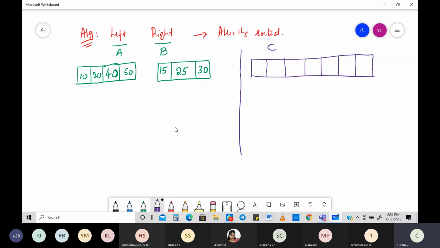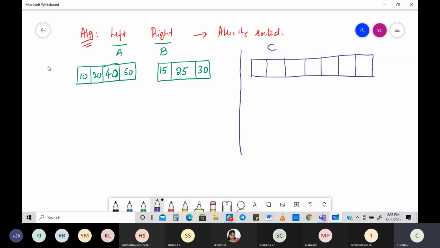So I've got everything here. What is my next thing? I got my left part, I got my right part. I need to put it in C. The logic is very important. This is where the entire algorithm will stand. So can I represent this entire thing?